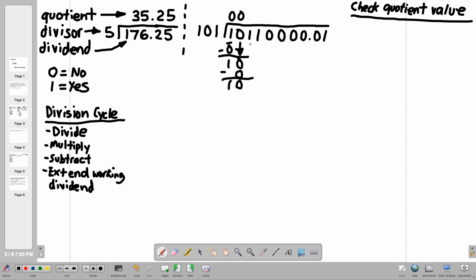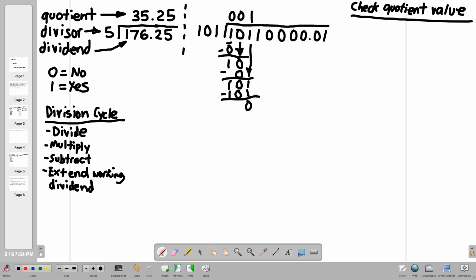The next step is extend the working dividend. So we bring the 1 down. And that value is 101, which is in binary the value 5. Does 5 go into 5? The answer is yes. So we put a value of 1 up here. Next step is multiply. So 1 times 5 is 5. So we got 101. Then we subtract. And we get the value 0.